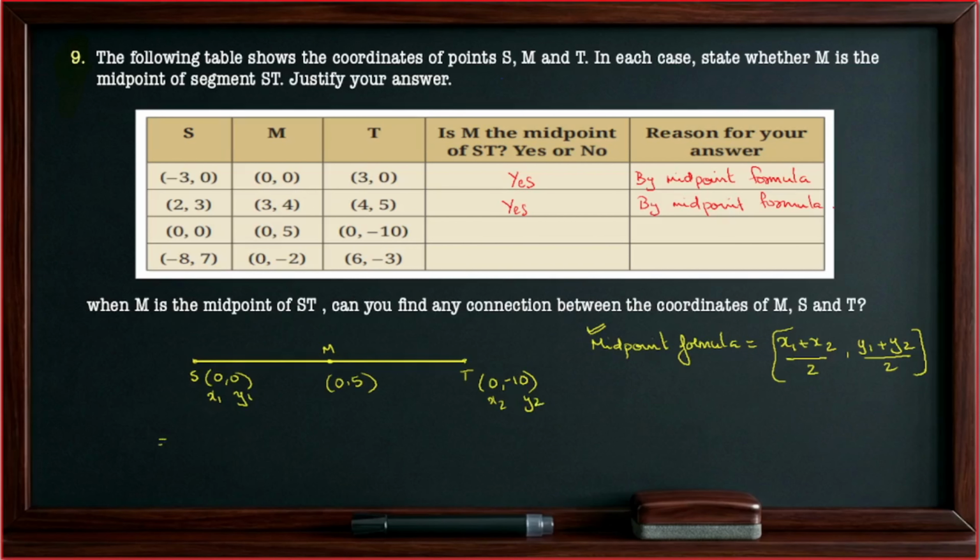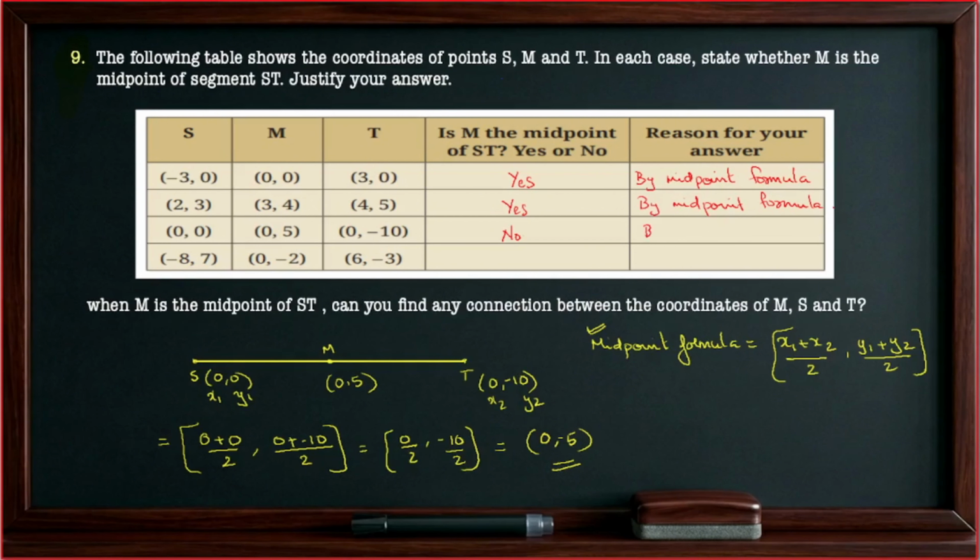And using the midpoint formula, we can write it as (0 plus 0) by 2, comma (0 plus minus 10) by 2, which is equal to 0 by 2, comma minus 10 by 2, which is equal to 0, comma minus 5. Now, if you look here, they have given the midpoint as 0, comma 5, but by using the midpoint formula, we are getting 0, comma minus 5. So, M is not the midpoint of ST. We can write it as no.